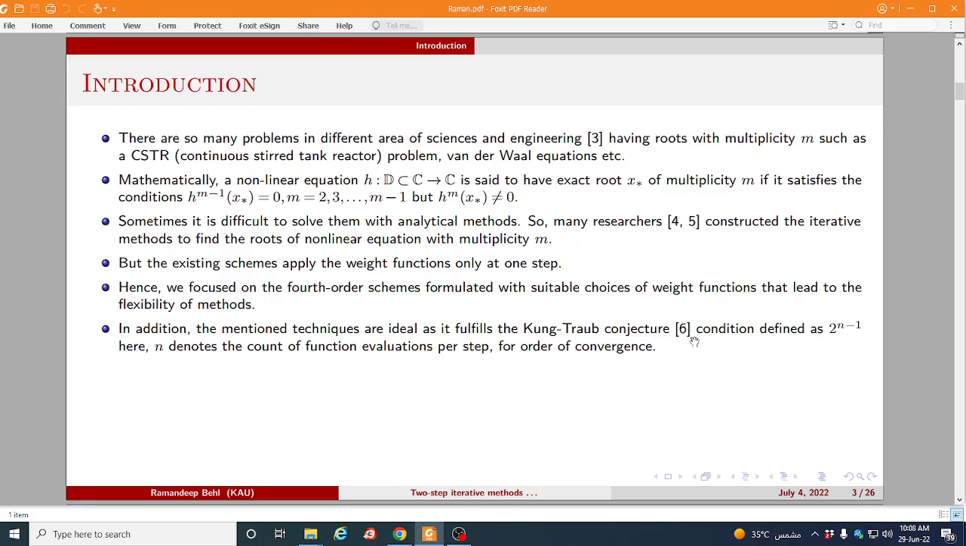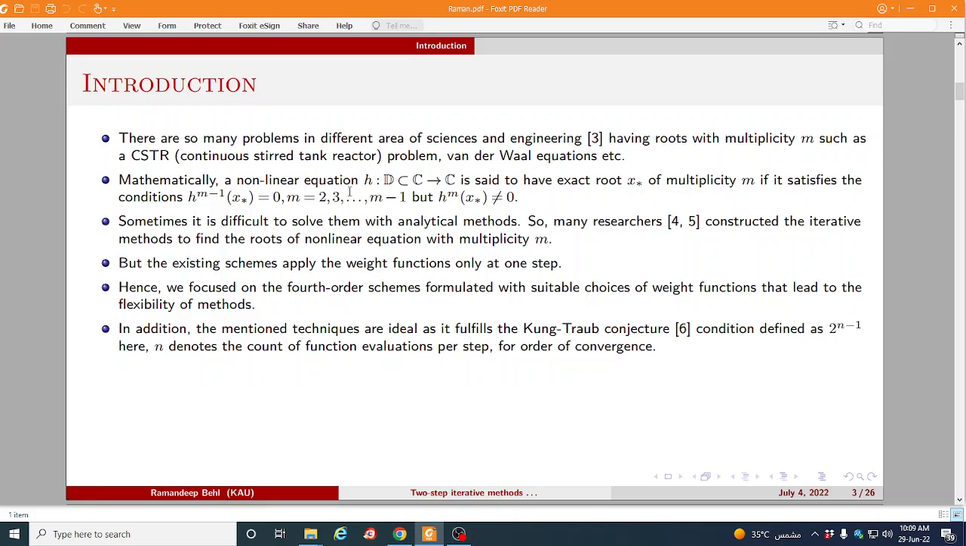Here, there are so many problems in different areas of science, engineering, chemistry, and other applied sciences that have a root with multiplicity m, such as the CSTR, continuous stirred tank reactor problem, van der Waals equation problem, and so on. Mathematically, a non-linear equation is said to have an exact root x star of multiplicity m if it satisfies these conditions.